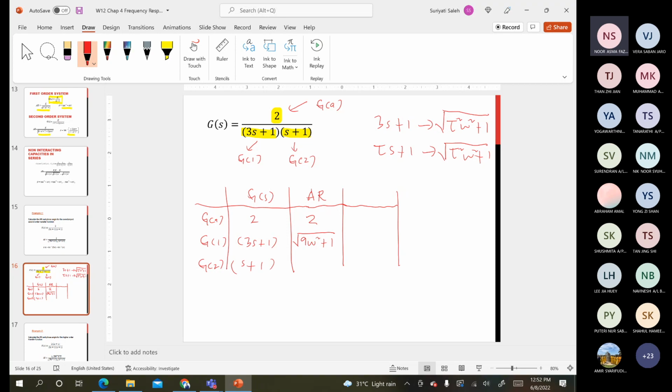Similarly, it goes for the G2. You have s plus 1. The tau is 1. So 1 to the power of 2, still you get 1. So meaning that you have the square root of w square plus 1. So this is just to show you step by step how to convert the transfer function into the amplitude ratio. So we complete the AR, then we can go for the angle. For the angle, if you have the number, then that means the angle will be 0.